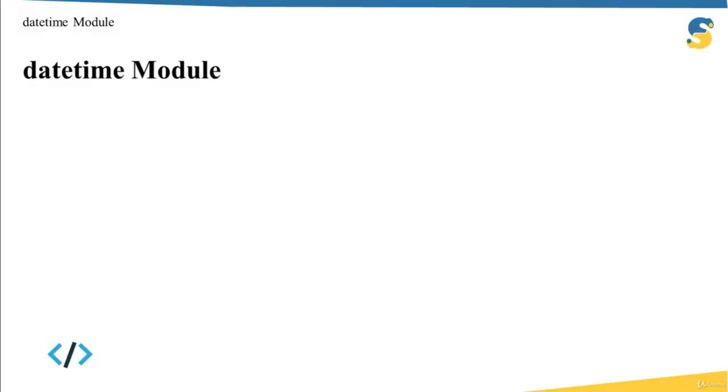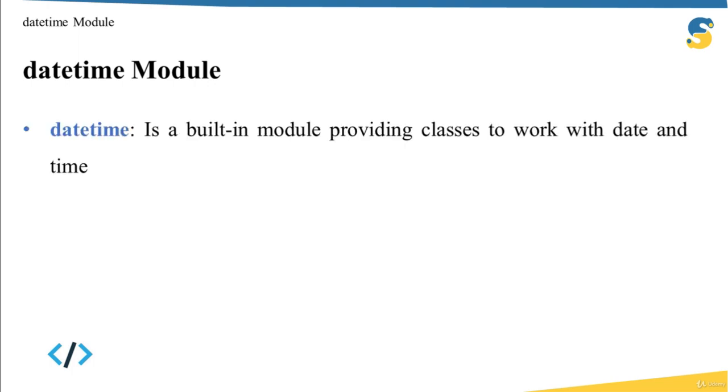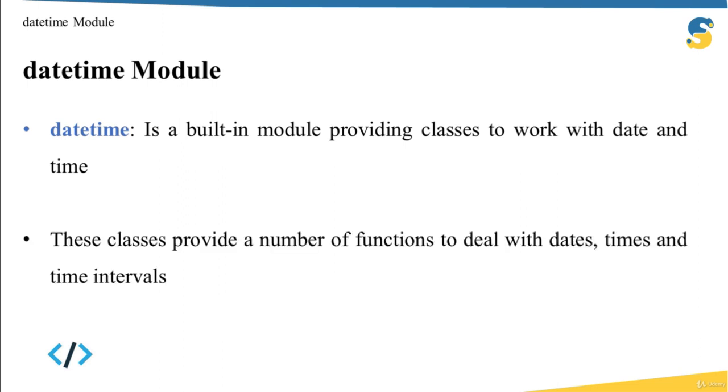First of all, let me start by defining what the datetime module is. Datetime is a built-in module providing classes to work with date and time. And you have to know that below these classes, we have a number of functions to deal with dates, times, and time intervals. Without any further delay, let's move to PyCharm IDE to see how we can use these classes and functions in action.